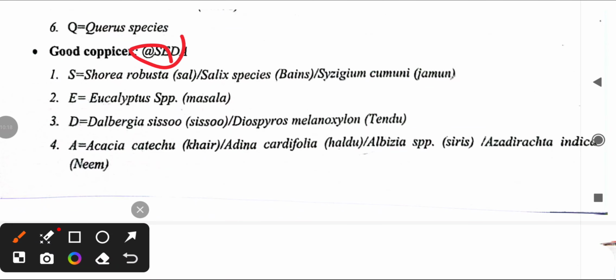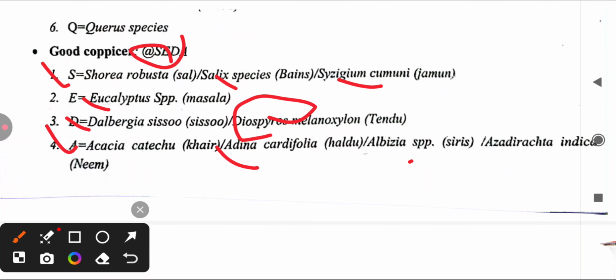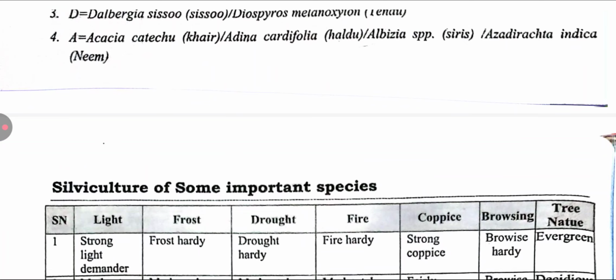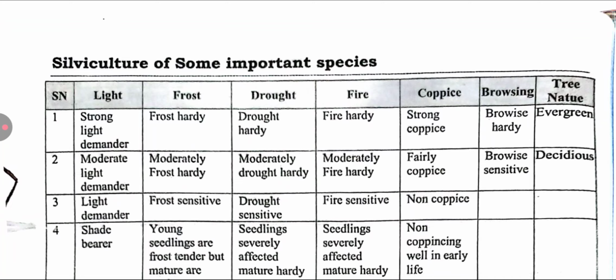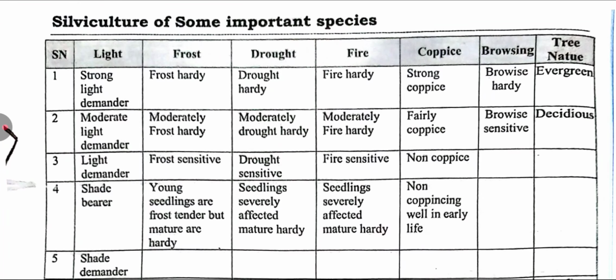Good coppicer: Salix species, Syzygium cumini, Eucalyptus species, Dalbergia sissoo, Diospyros melanoxylon (tendu), Acacia catechu, Adina cordifolia, Albizia species, Hydrodictya indica. And silviculture of some important species.